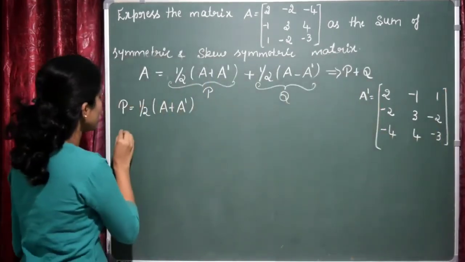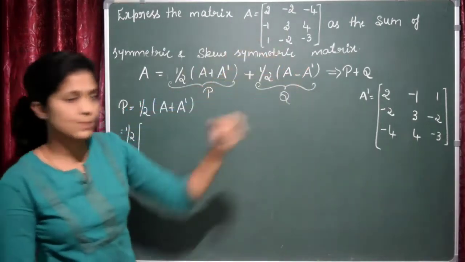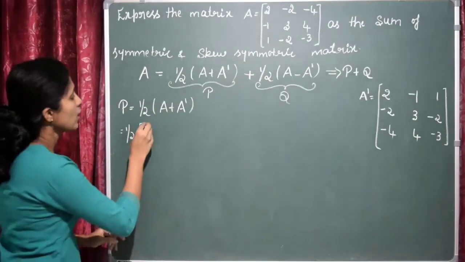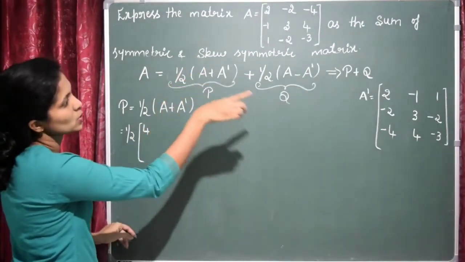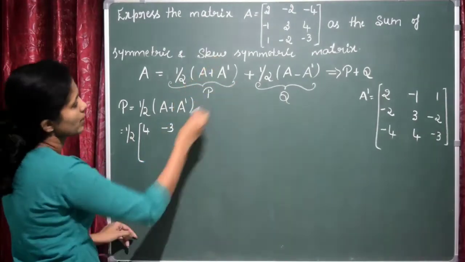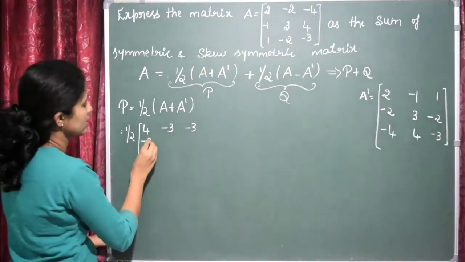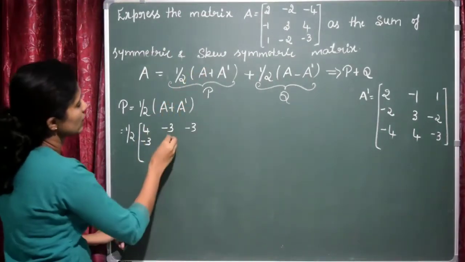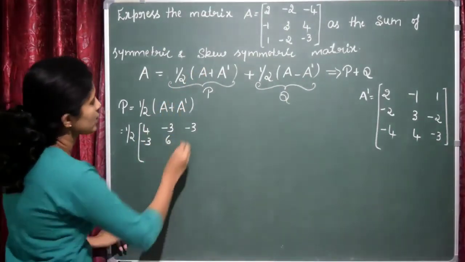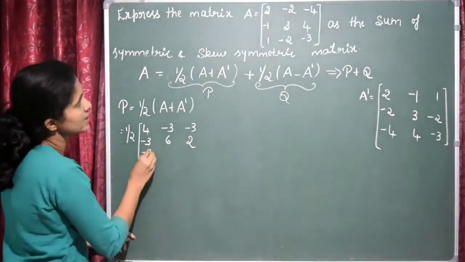Now we'll consider half of A plus A dash. What we have to do is add the corresponding elements. So 2 plus 2 will be 4. Next, minus 2 minus 1 is minus 3. Then minus 4 minus 1 is minus 3. Minus 1 minus 2 is again minus 3. Next, 3 plus 3 will be 6. 4 minus 2 will be 2, that is 1. Minus 4 is minus 3.